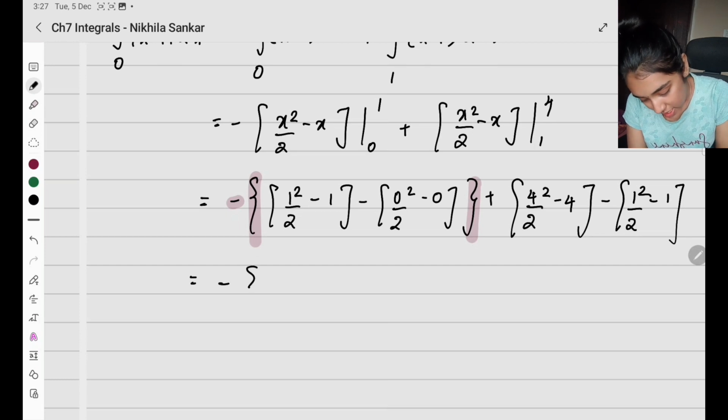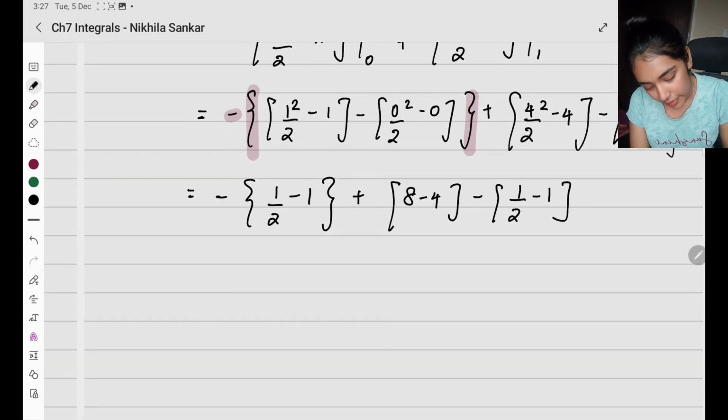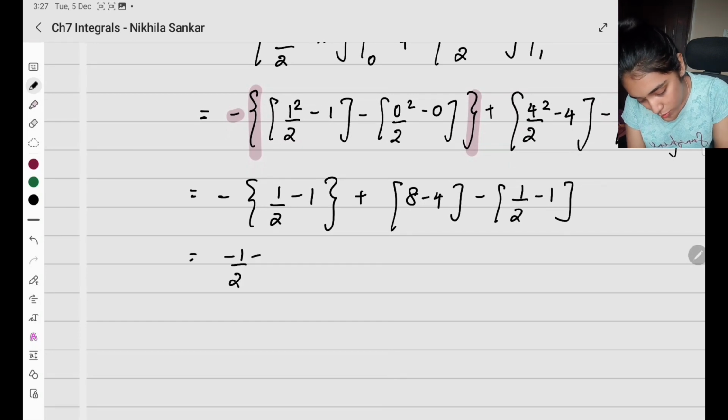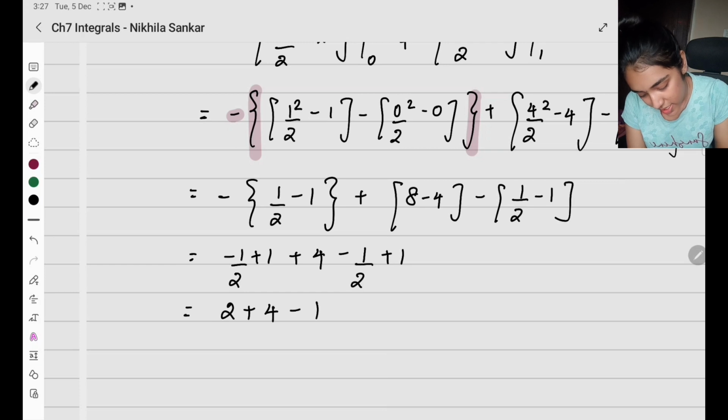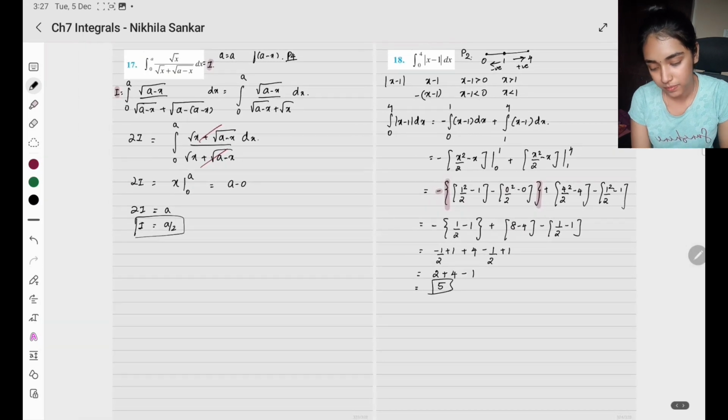Now I have minus times 1 square by 2, 1 by 2 minus 1 minus 0. So this is my first term, plus what is here, 4 square 16, 16 by 2 is going to be 8 minus 4 minus 1 by 2 minus 1. When I open the brackets, I have minus 1 by 2 plus 1 plus 8 minus 4 is 4 minus half plus 1. When I add everything, I have 1 plus 1 is 2, plus 4, minus half is going to be minus 1. So I have 4 plus 2 is 6 minus 1 is 5. So this is my final answer. Okay, please copy.